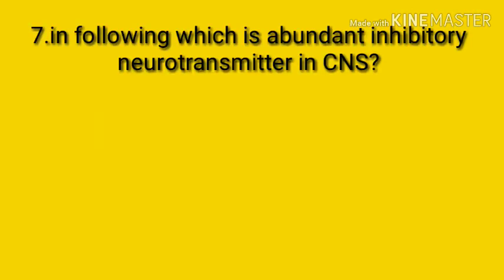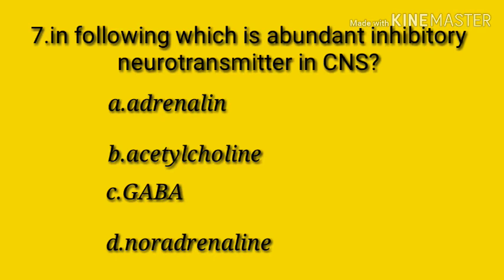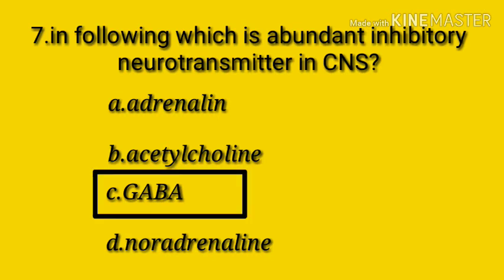Question number 7. Of the following, which is the abundant inhibitory neurotransmitter in central nervous system? Option A, adrenaline. Option B, acetylcholine. Option C, GABA. And option D, noradrenaline. Answer is option C, GABA. That is gamma aminobutyric acid.